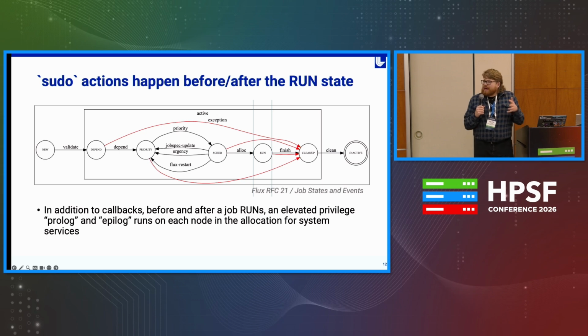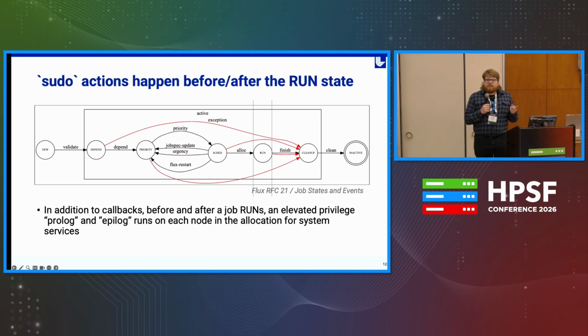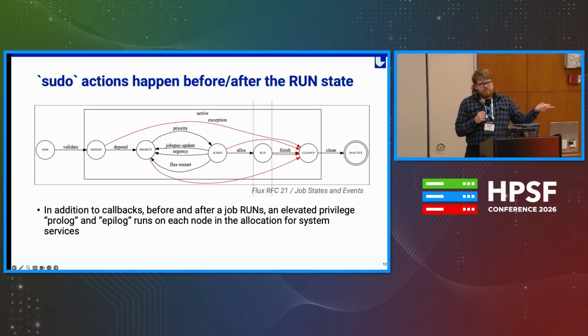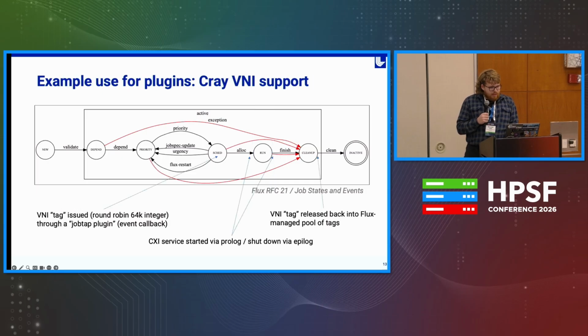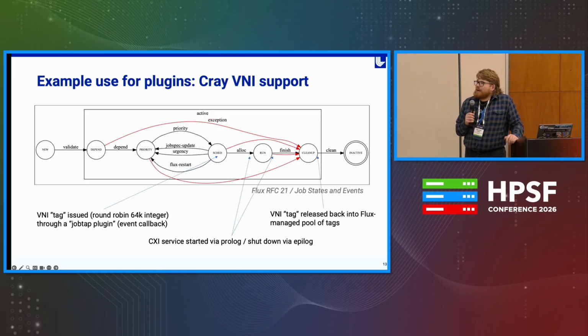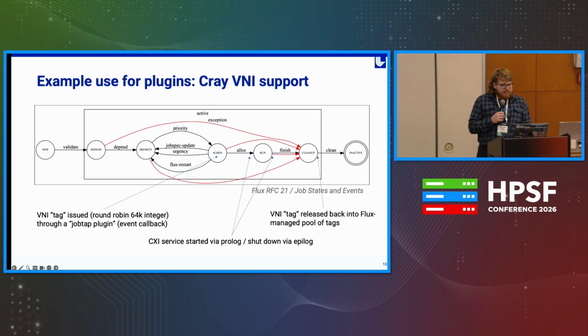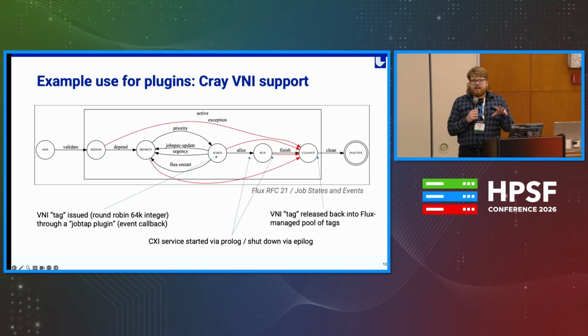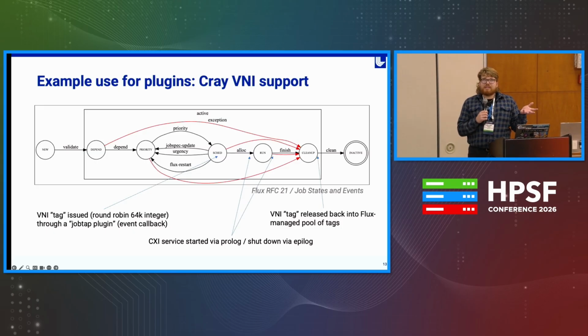So this is something that kind of trips up users, but all the other plugin interfaces that we've named, like Jobtap plugins and broker modules, can be loaded by the user in their subinstance. So here's an example use case for plugins that we support on LCAP. This is some work that Jim Garlick did to support the Cray VNIs. So the Cray VNIs are kind of like a network namespacing tool for LCAP, the Slingshot network.